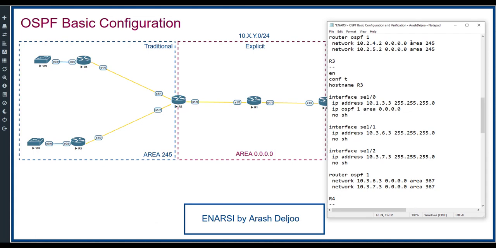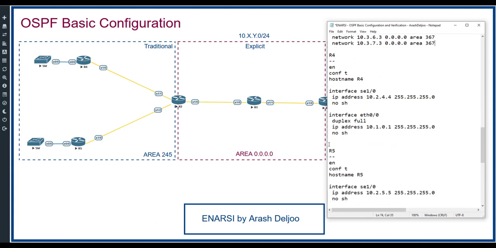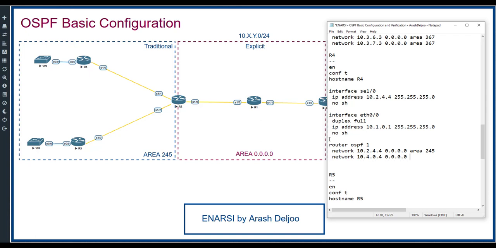Then let me configure router 4. In router 4 we should use the traditional method. Let me configure router OSPF 1, then network statement: network 10.2.4.4 0.0.0.0, then area 245, and after that network 10.4.0.4 0.0.0.0, and after that area 245. Look at here, about the Ethernet 0/0 of router 4, we should configure this IP address with 10.4.0.4.